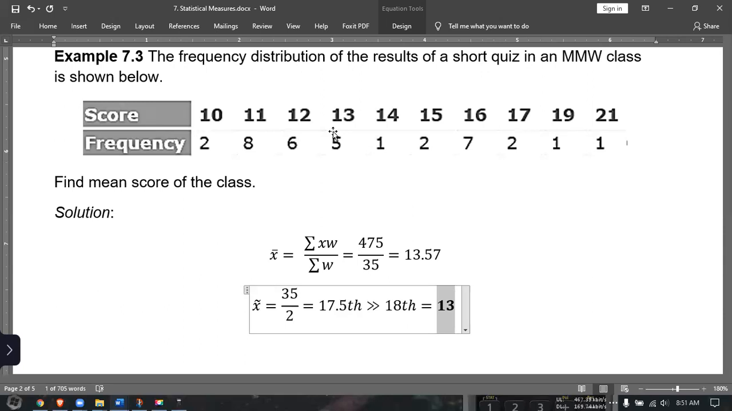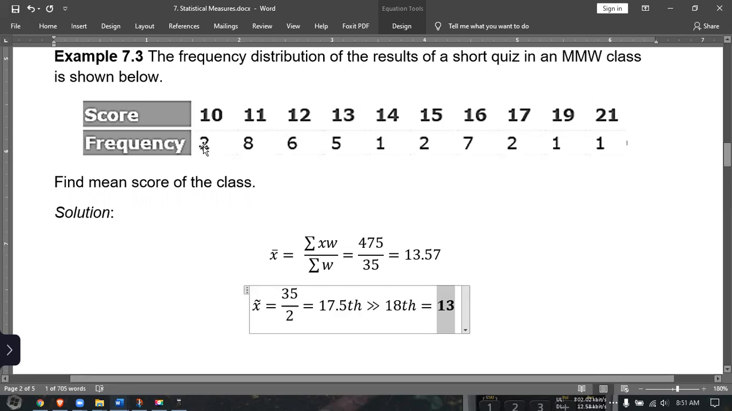Sir, I didn't quite get how you counted there. Okay, let me repeat. This is from the lowest to the highest, lowest score to highest. This is already arranged in sequential order.